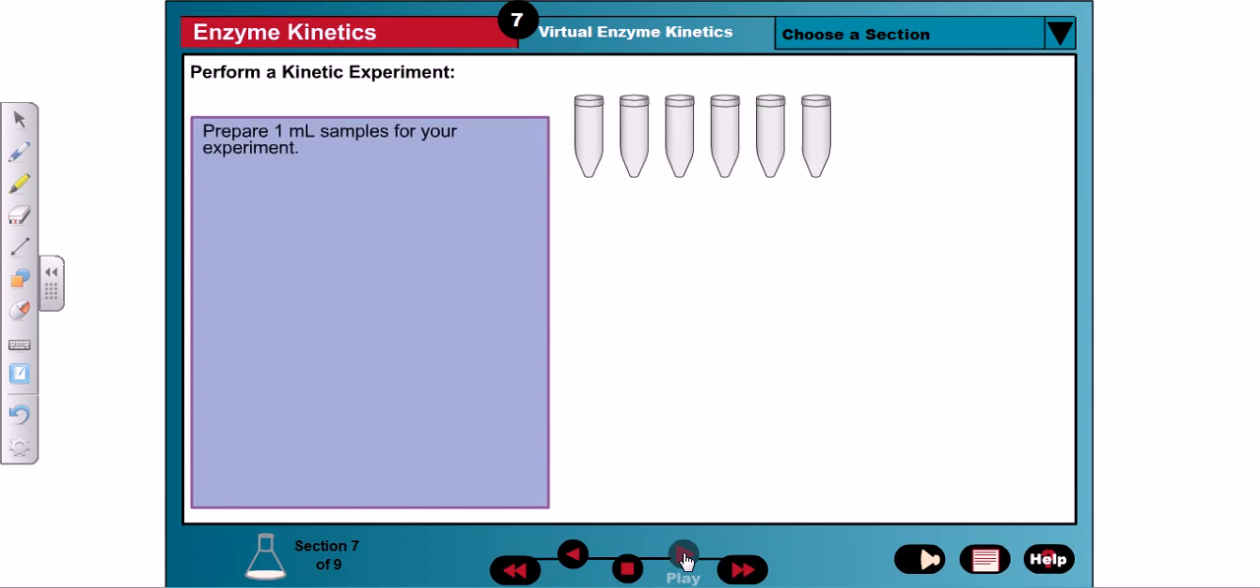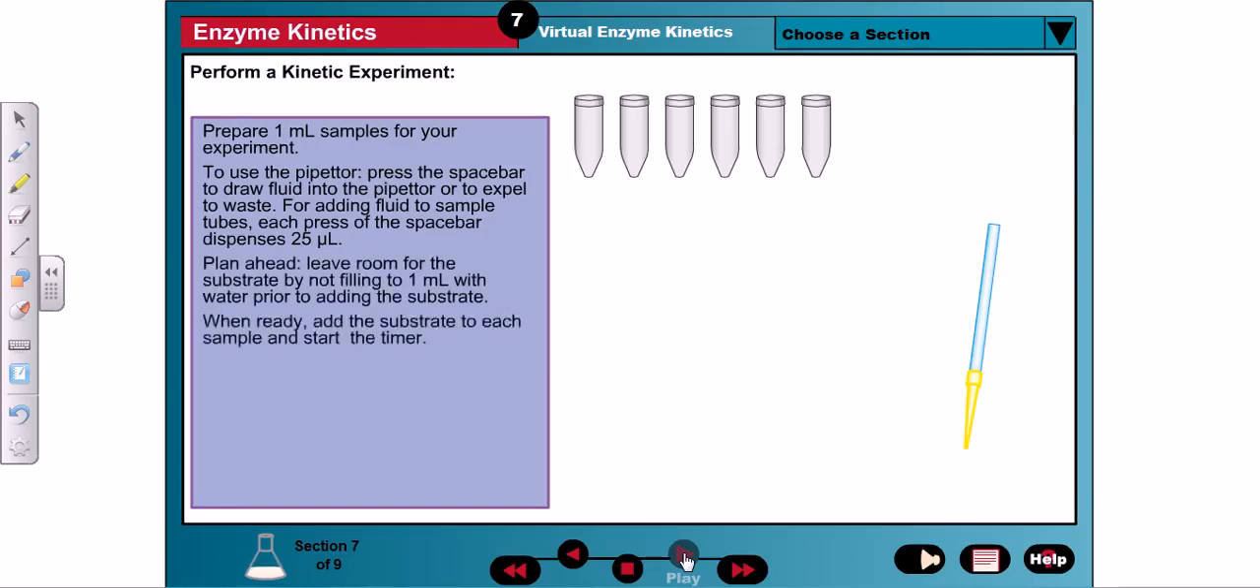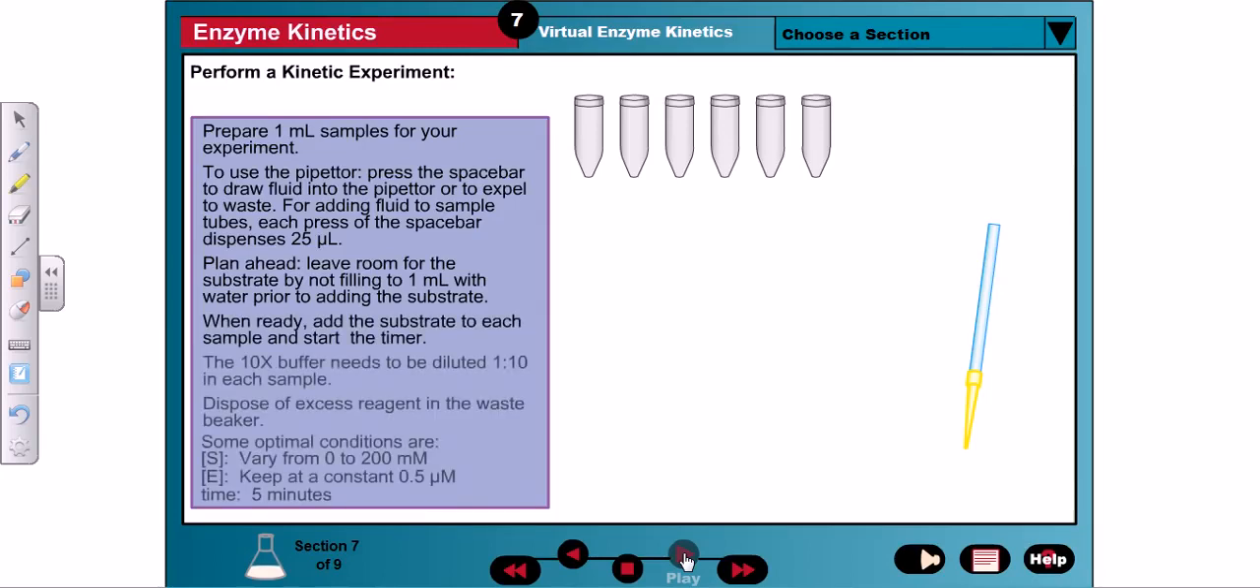First, prepare 6 1-milliliter reaction samples. Use the micropipetter to add samples dropwise to the tubes. Be careful, sometimes the order of addition matters. Be sure to leave room in the tube for substrate, and do not add substrate to any tube until all samples are ready.